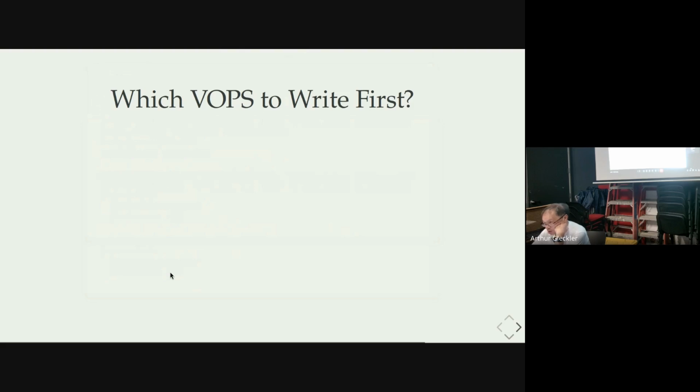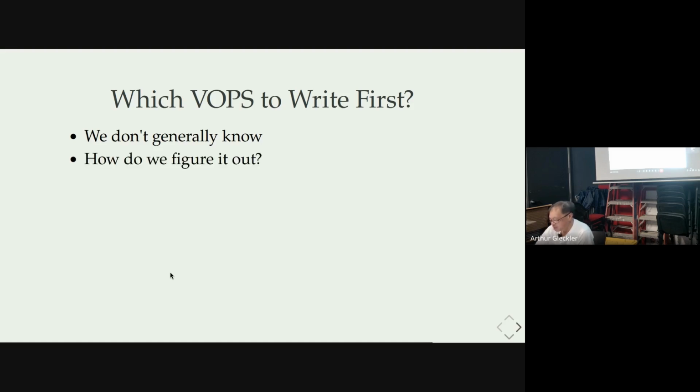The question now is, how do you know? I looked up x86, and there are like 600 VOPs. A lot of them are macroized, so that you don't have to write all of them by hand, but not all of them. But of those 600, where do you begin? And the answer is you don't know, because no one's actually written it out. What comes first? And so the question now is, how do we figure it out? Because you don't want to just waste a bunch of time writing VOPs that don't get used until way late.